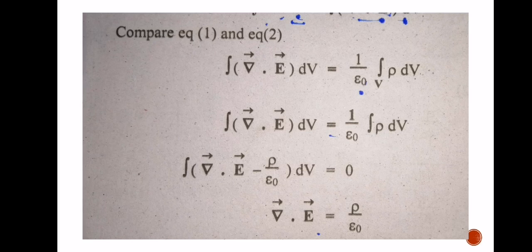This is the differential form of Gauss's law. You can say that the divergence of the electric field intensity is equal to the volume charge density over epsilon naught, the permittivity of free space. The divergence of the electric field intensity is equal to volume charge density over permittivity of free space. This is the differential form of Gauss's law.